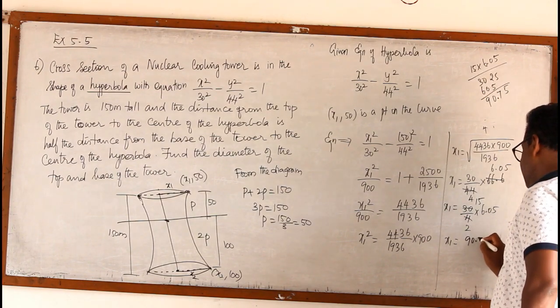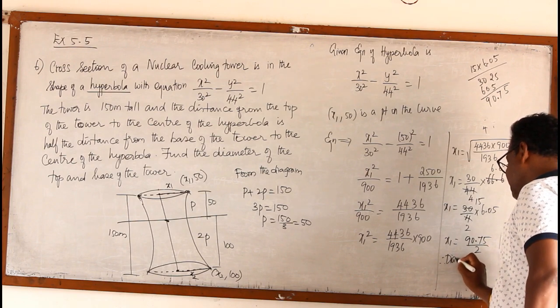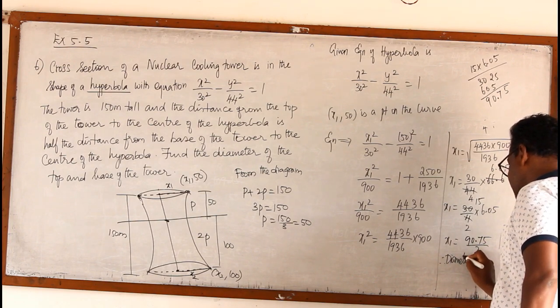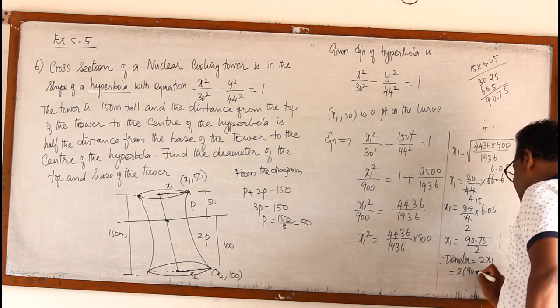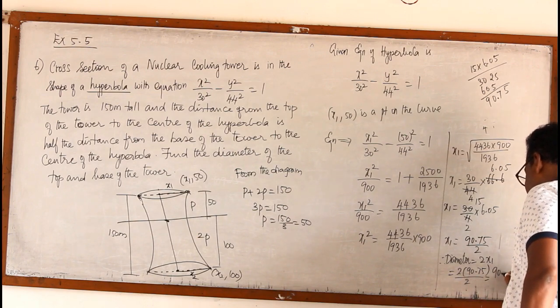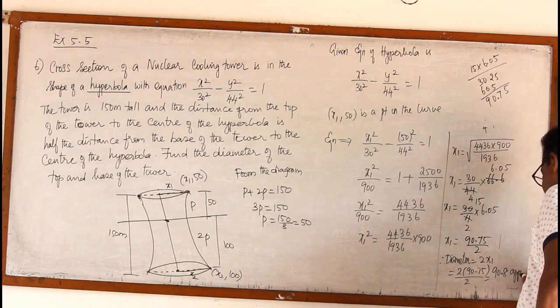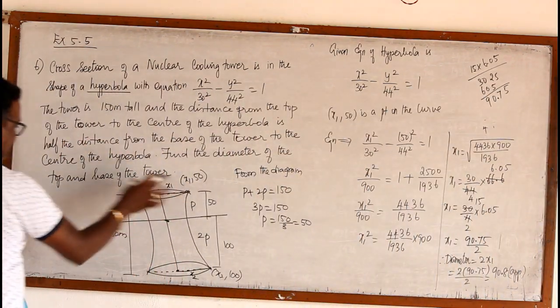So it is 90.75 by 2. Therefore, diameter is 2x1. That is 2 into 90.75 by 2. So it is 90.8 approximately. So this is the diameter of the top surface.